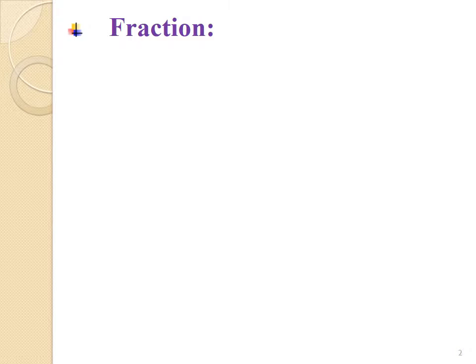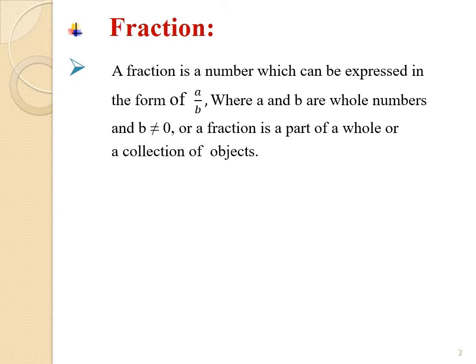Fraction. A fraction is a number which can be expressed in the form of A by B, where A and B are whole numbers and B is not equal to 0, or a fraction is a part of a whole or a collection of objects. Example, 3 upon 7 is a fraction because 3 and 7 both are whole numbers.